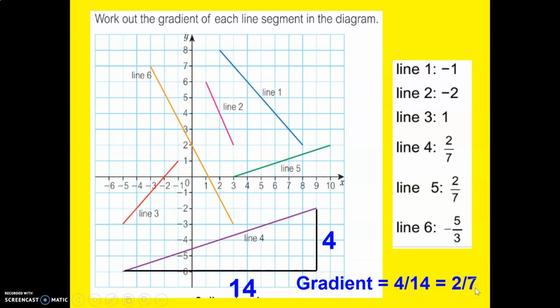2, 7. Remember, for gradient, you are to write the gradient in whole number, or in fraction, but do not write gradient as decimal.